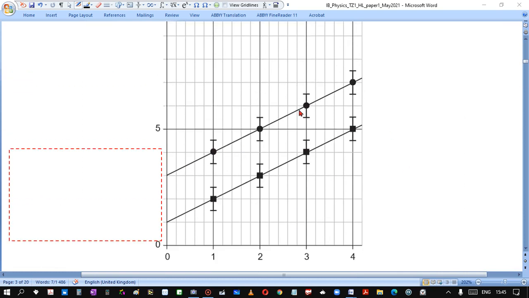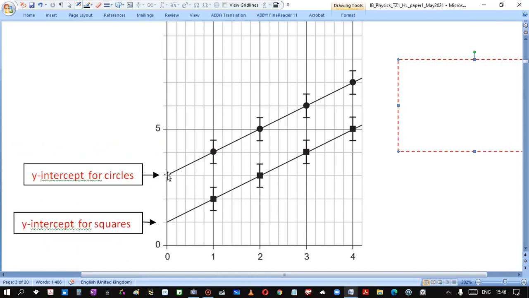So we have two experiments. In one, points are given as circles, in another squares. Y-intercepts for these two experiments are these points. Here for squares the y-intercept is 1, for circles it is 3, and the uncertainty is half. Each big unit vertically is 1, and the uncertainty is plus minus half.